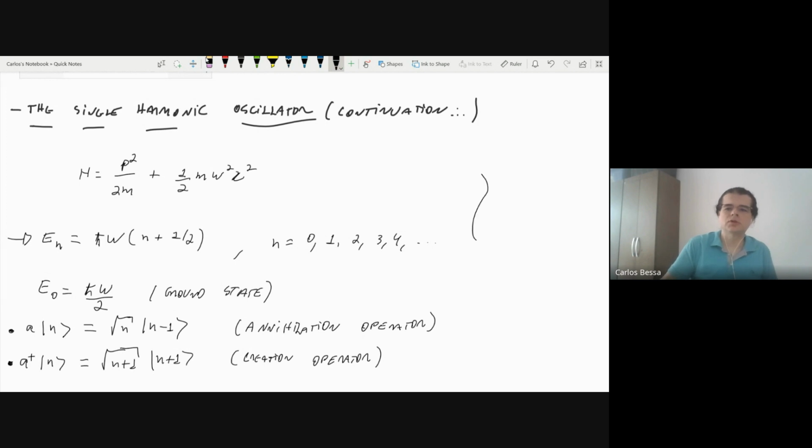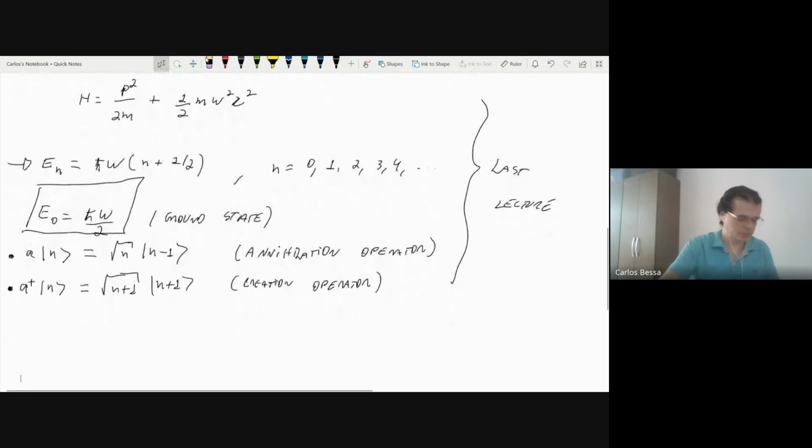So this was in the last lecture. Just putting the things here. But I stop here, right? That's the part where I stopped. So the thing that's missing, we didn't have time last lecture, was to show that we can apply this creation operator successively.